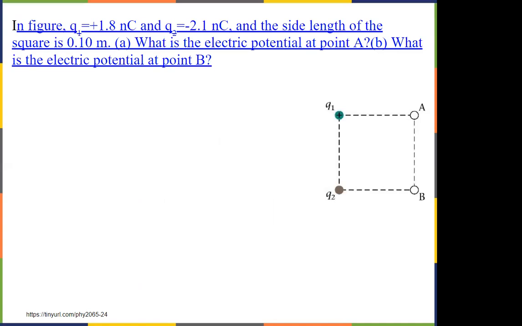We'll take a look at one example here before we move on. This one says, in this figure, there are Q1 and Q2. Q1 is positive 1.8 nanocoulombs, and Q2 is minus 2.1 nanocoulombs. The side length of the square is 0.10 meters. What's the electric potential at those 2 points, A and B? So you have 2 point charges, and you are calculating the electric potential at 2 locations.